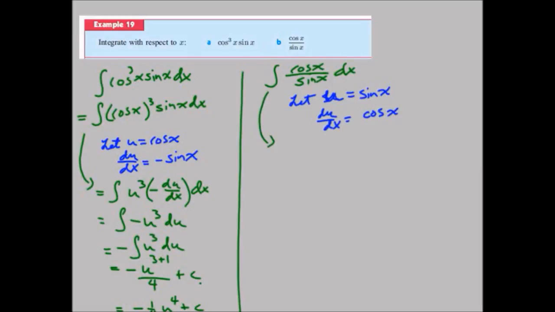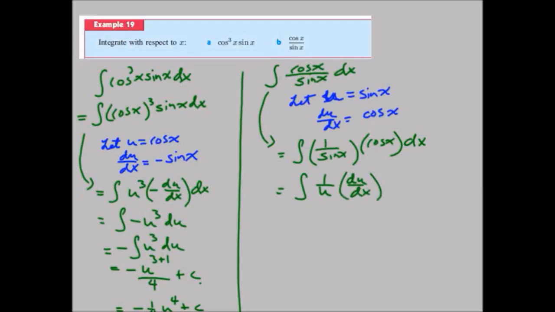So we have, I'm going to separate this, so 1 over sine x multiplied by cos x dx. And 1 over u multiplied by du/dx. So 1 over u du, which is ln u plus c. Substitute back in the u value, which is sine x, plus c.